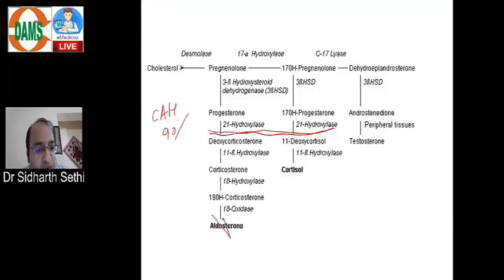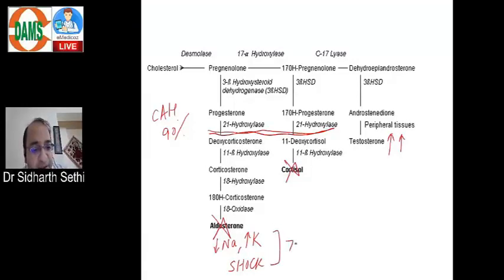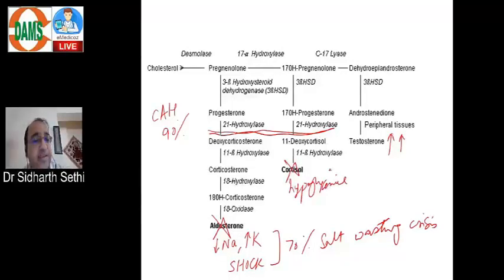So aldosterone is not formed, cortisol is not formed, and there is excess of testosterone. Since aldosterone is not formed, sodium is lost, potassium is retained, and this child is in shock. So remember, 70% of CAH presents like this, in a salt wasting crisis kind of fashion. This child may have hypoglycemia, not necessarily, but may have hypoglycemia, and testosterone is high.